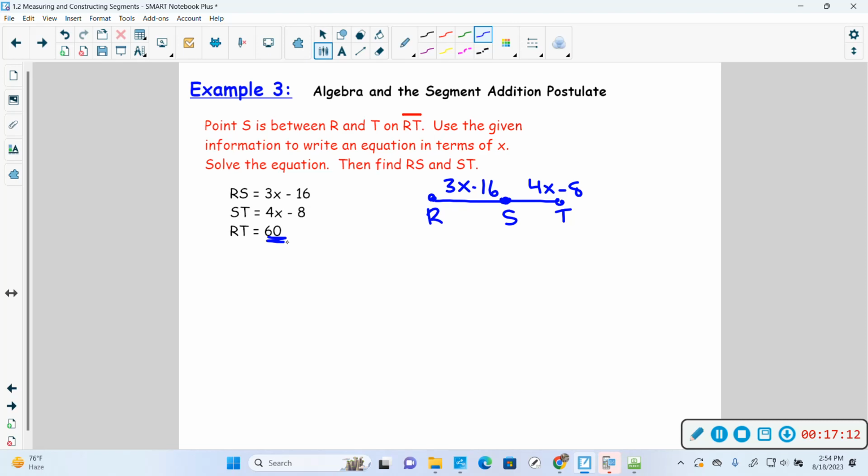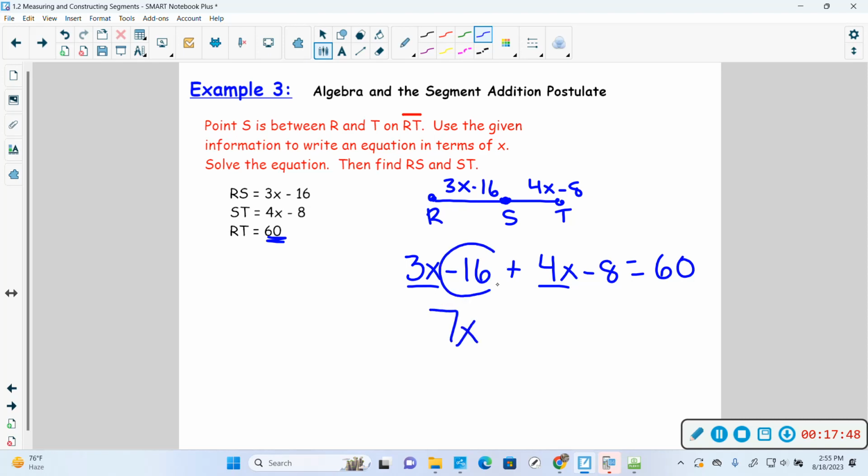Okay, we got it. Use the given info to write an equation in terms of x. The nice thing is I don't have to do RS plus ST equals RT. I can skip that. I can just use the expressions with x. So the left side, RS, plus ST, equals the entire thing of 60. So here's the equation you need for that. Okay, let's solve it. Combine your like terms. What's 3x plus 4x? 7x. What's negative 16 minus 8? Negative 24.